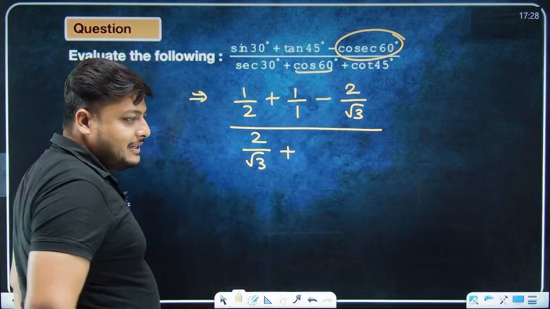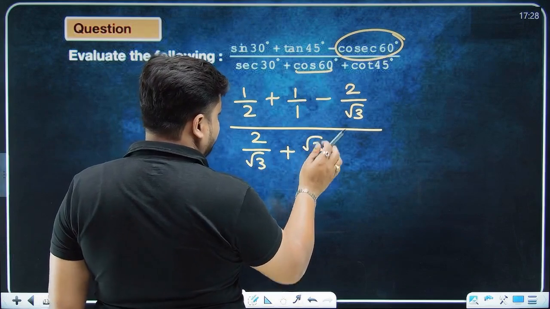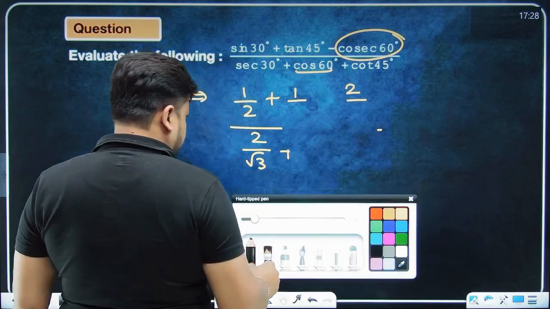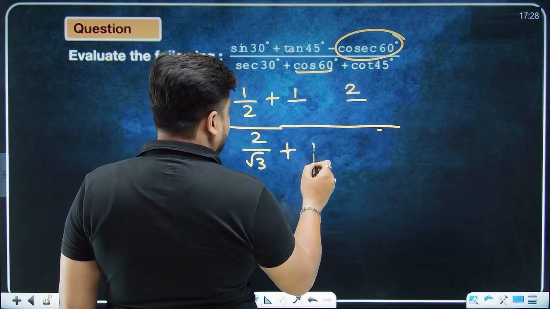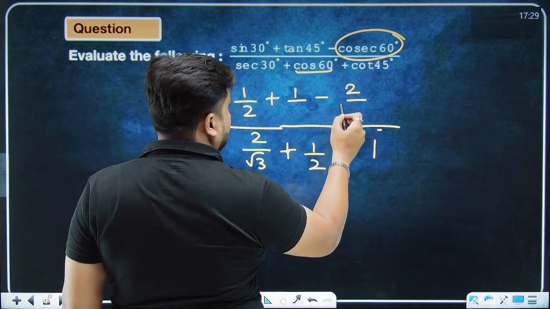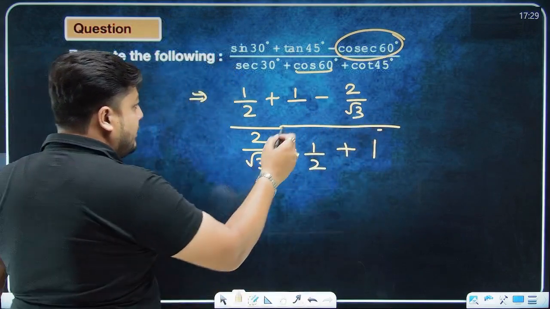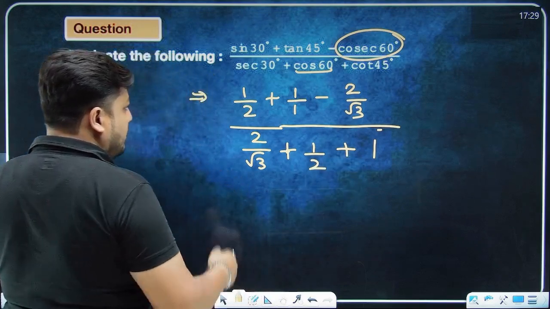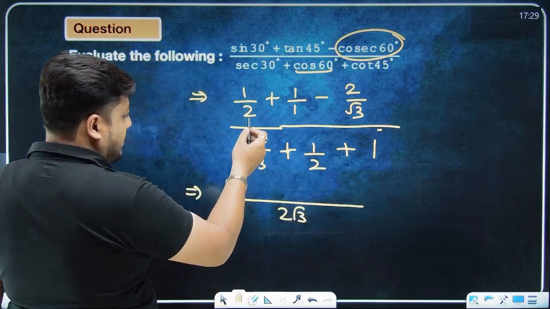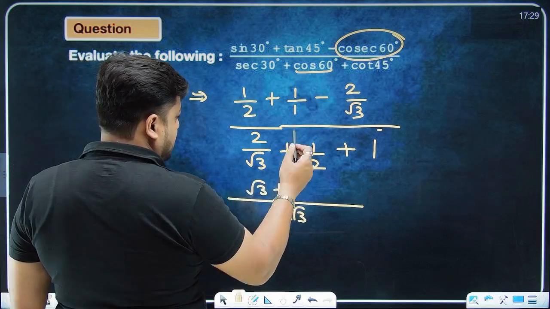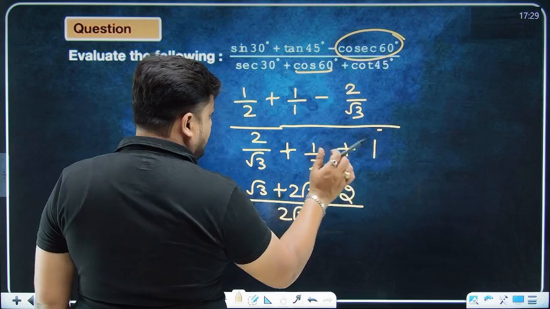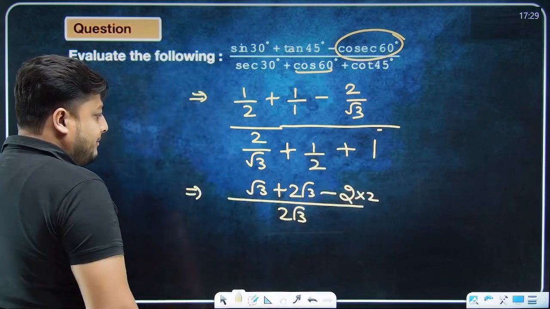Plus what is cos 60? Sorry. Cos 60 is 1 by 2 and cot 45 is 1. Here I am writing this once again, 2 upon root 3. So what you will do? You will take the LCM in this. It will be 2 root 3 only. So here you will have root 3 plus 2 root 3 minus 2. 2 twos are 4.